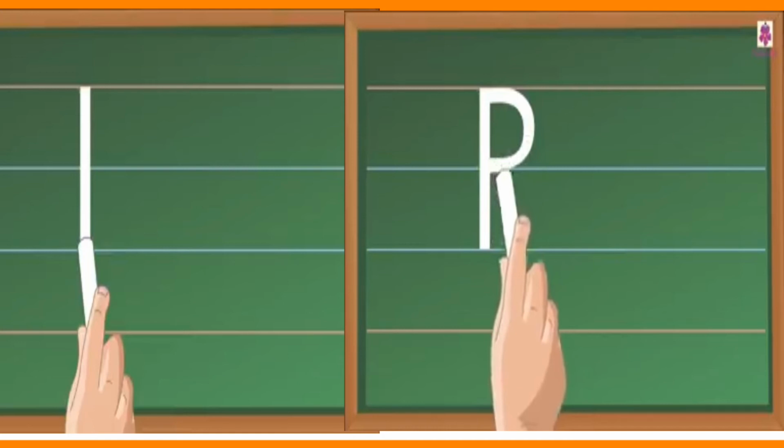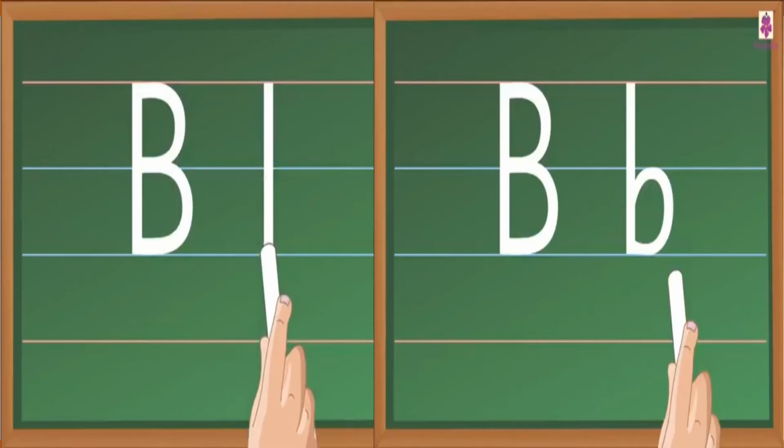Now how will we write small b? Look at this. Start from the top and draw a standing line downward. Go to the center of the line and add a curve touching the bottom of the line. How? Again listen. Start from the top and draw a standing line downwards. Go to the center of the line and add a curve touching the bottom of the line. So this is your capital B and small b.